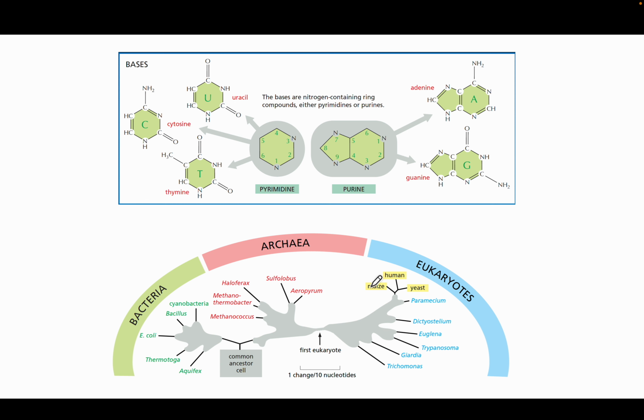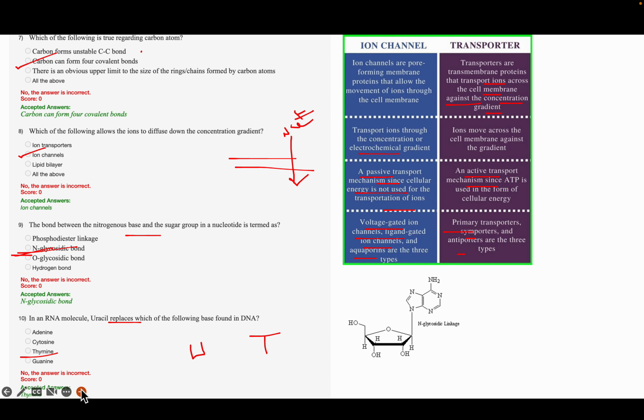So this is a diagram where you can see the phylogenetic tree. You can see bacteria, archaea and eukaryotes. Yeast, human, maize and trichomonas are all eukaryotes, and these are archaea and this is bacteria. Then we discussed ion channels and transporters. So these questions we have discussed. I hope you don't have any query, or if you have, please let me know.